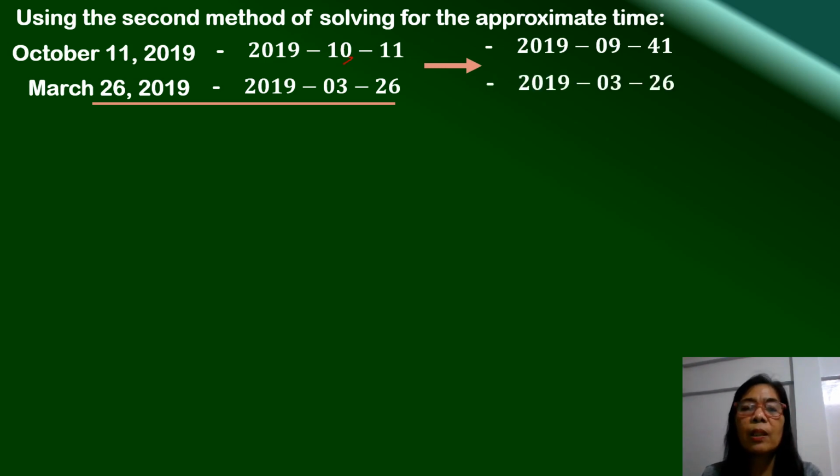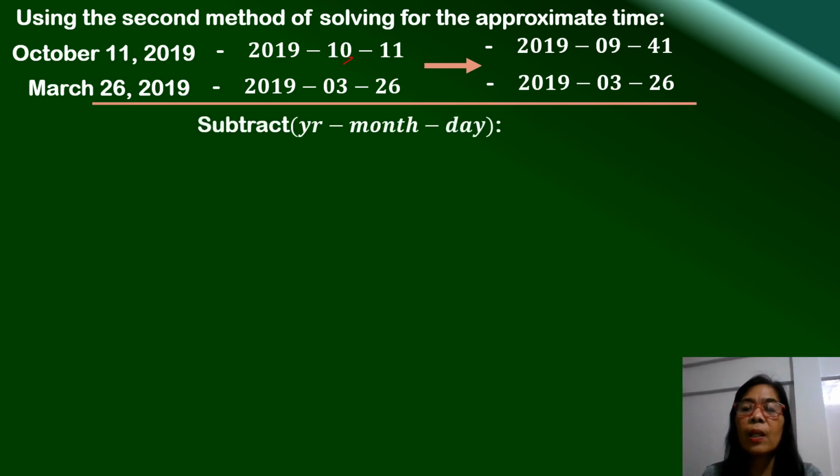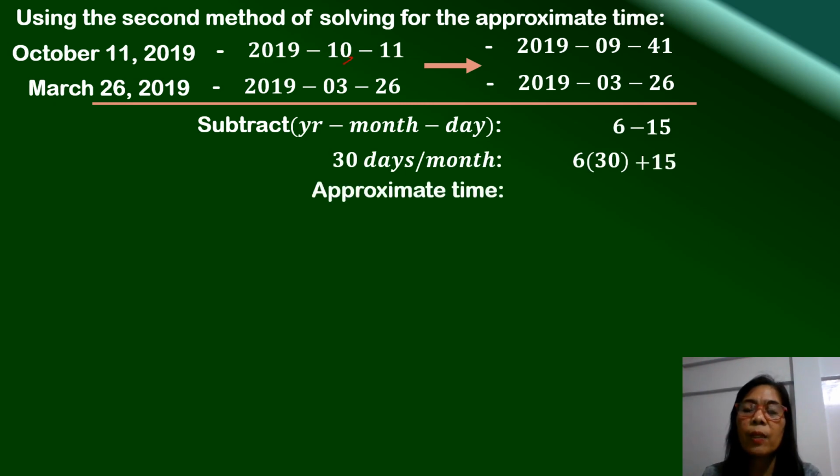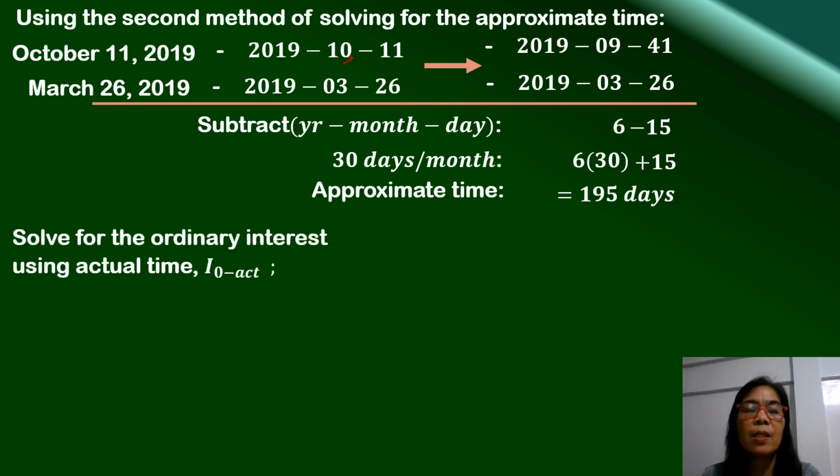Then we have 2019, 3, 26. So subtracting now the days, we have 41 minus 26, that gives us 15 days. And 9 minus 3 is 6 months. That means we have 30 days in a month. That will give us now 6 times 30 plus 15, or a total of 195 days. So we are now ready to solve for the ordinary interest using the actual time.